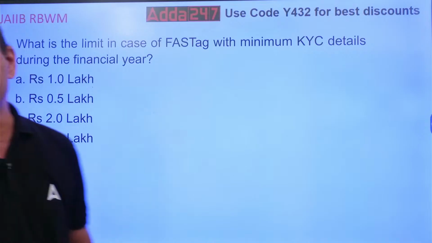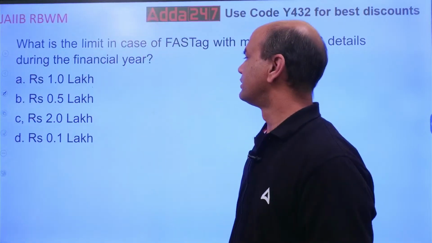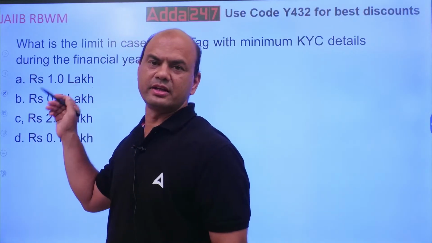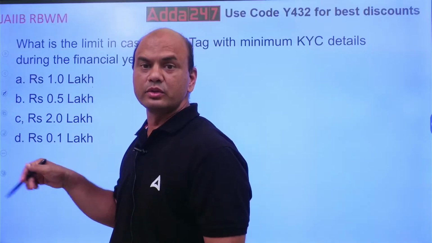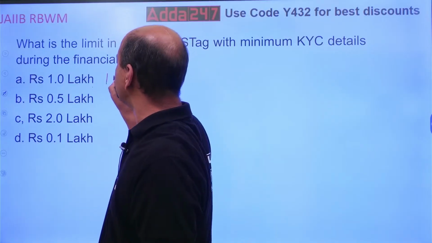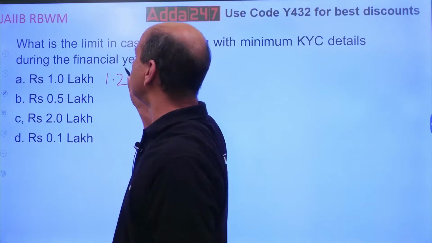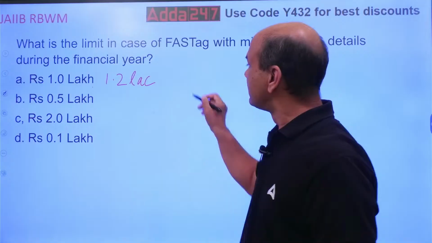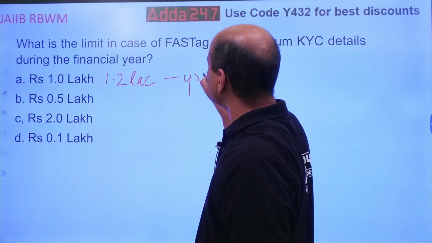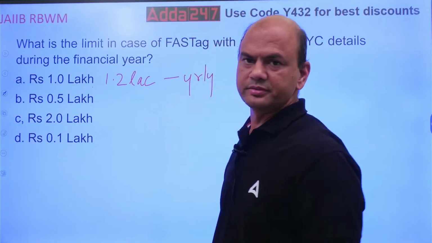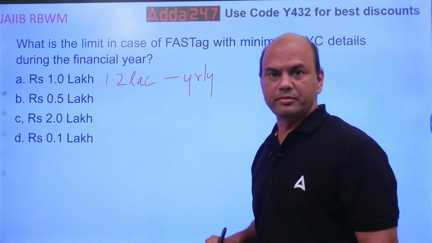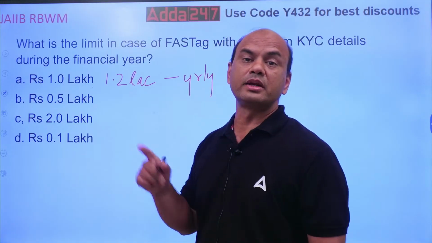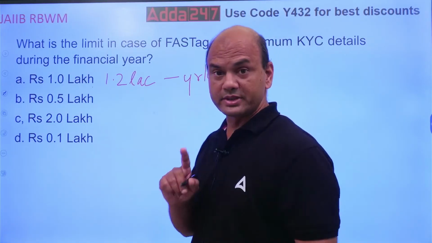Here the rule is like this. Here it should be 1 lakh as given, and in your books it is given as 1 lakh, but the latest rule has been changed now. It is 1.2 lakhs for yearly. See, there are two rules in minimum KYC, or zero KYC as we will call it. Yearly loading is 1,20,000, and at any time, kindly note, your FASTag balance should not be more than 10,000 without KYC.